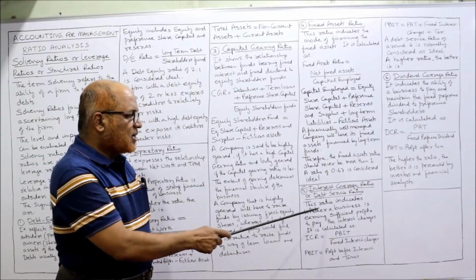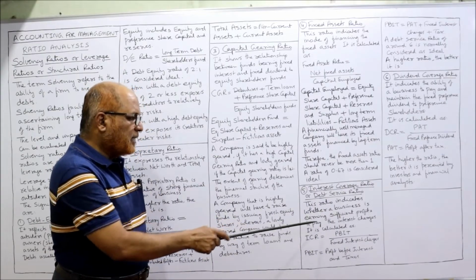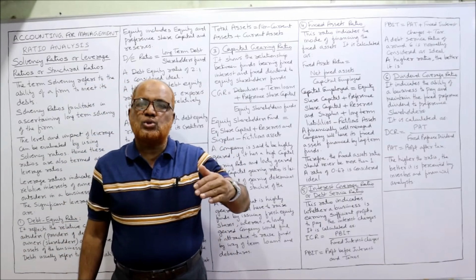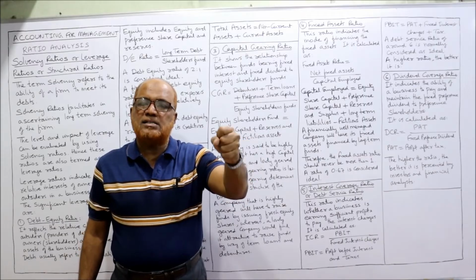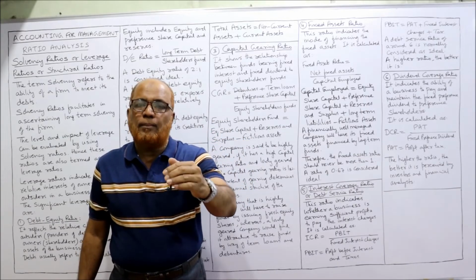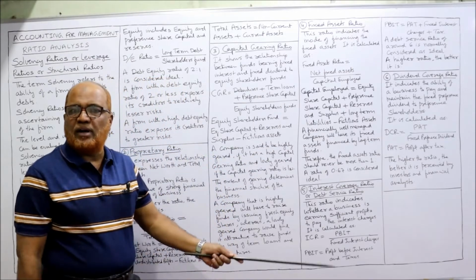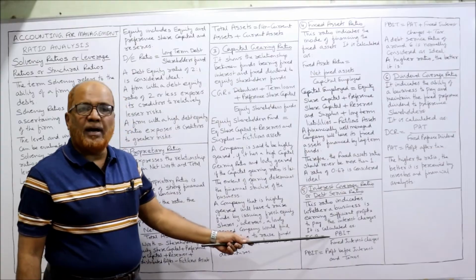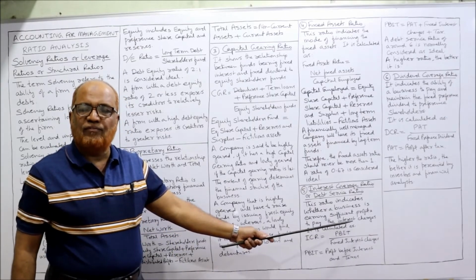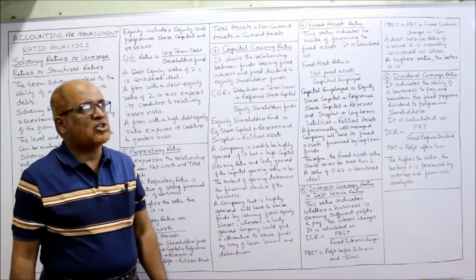So here, this ratio indicates whether a business is earning sufficient profit to pay the interest charges. So the lender of money wants to see whether the company is earning sufficient profit or not, so that the company can be able to pay the interest charges. So the formula for interest coverage ratio is PBIT, profit before interest and tax, divided by fixed interest charges.